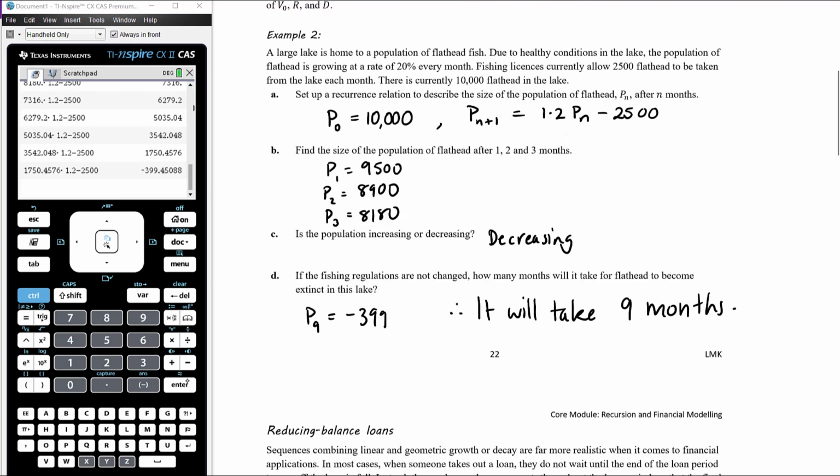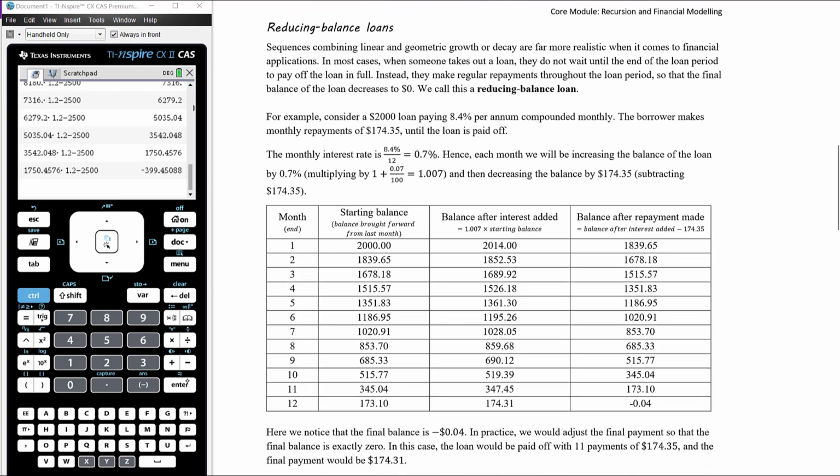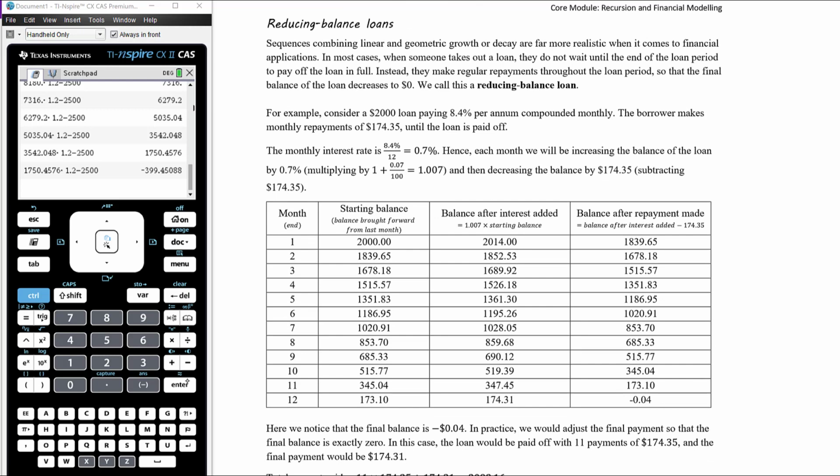Okay, so let's have a look at an application in the context of a reducing balance loan. Sequences which combine linear and geometric growth or decay are far more realistic when it comes to financial applications. As I've said, when someone takes a loan, they don't wait till the end of the loan period to pay off the loan in full after it's earned all that interest. Instead, we make regular repayments throughout the period of the loan so that the final balance of the loan eventually decreases to zero. And we call this a reducing balance loan. And we reduce the balance to zero by making sure that the repayment every month is more than the interest we earn every month. Okay.